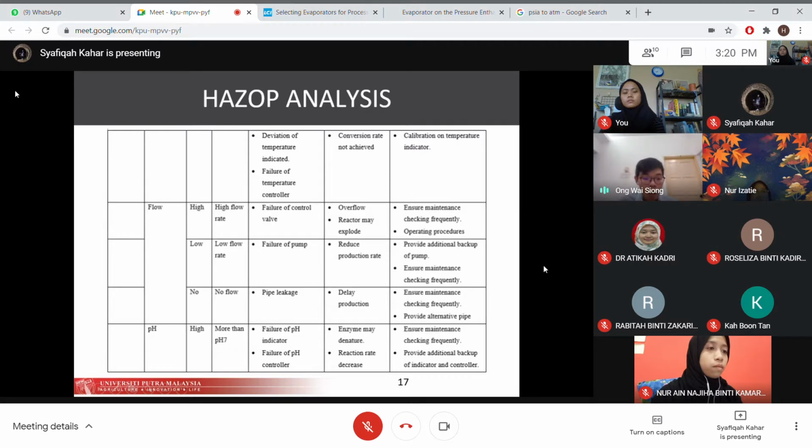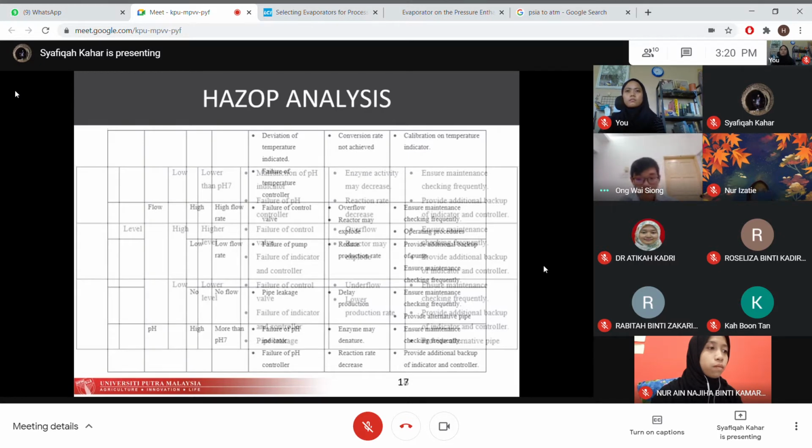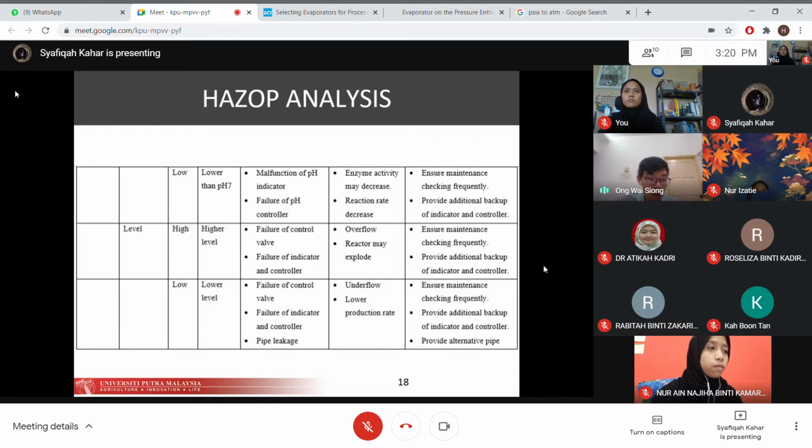And then the next slide. A lower pH than 7 may be due to malfunction of the pH indicator and controller, enzyme activity decreases and the reaction rate decreases, and the action is to ensure maintenance and provide backup. A high level of mixture may be due to failure of the control valve, indicator and controller. So it can cause overflow and the reactor may explode.